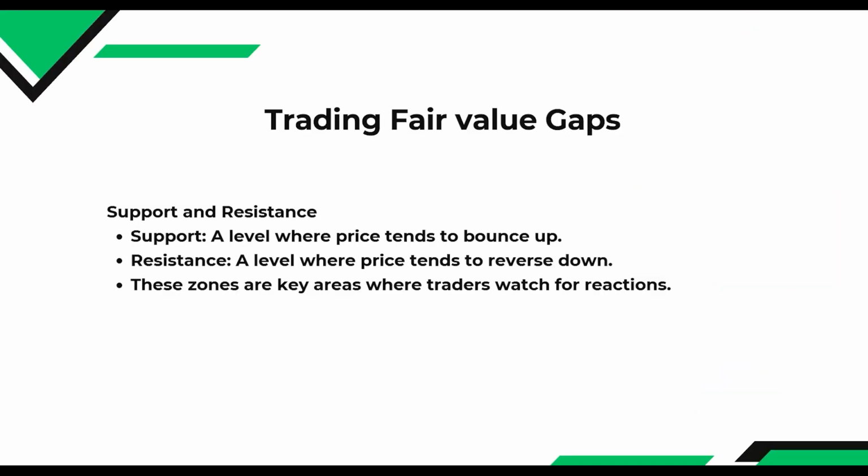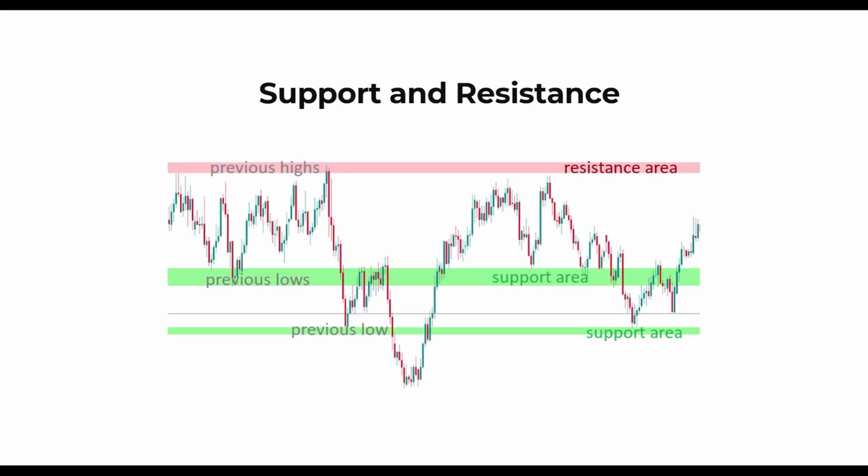So before we talk about fair value gaps, first of all, we need to understand what support and resistance are. A support level is a level where price tends to bounce up, while resistance is a level where price tends to reverse down. These zones are key areas where traders watch for reactions, and I will prove that to you with this illustration. If you look at this illustration, we have the chart, and as you can see, I drew out the support and resistance areas here.